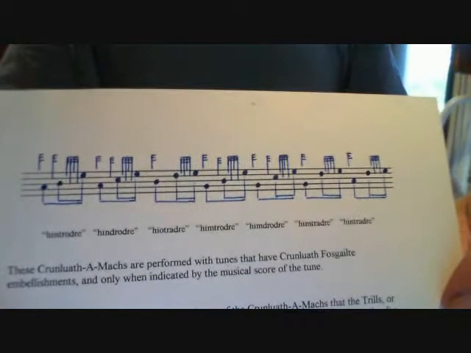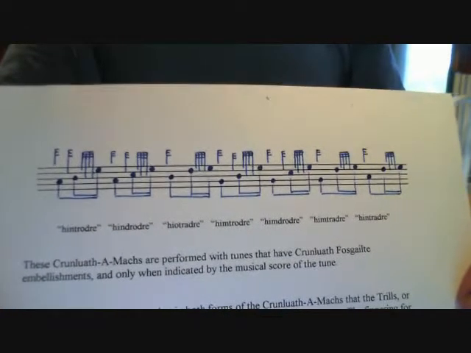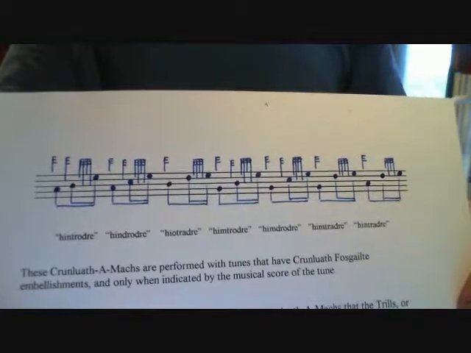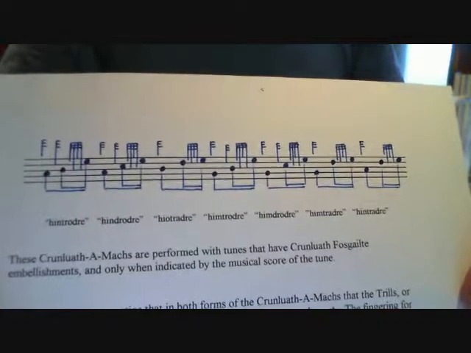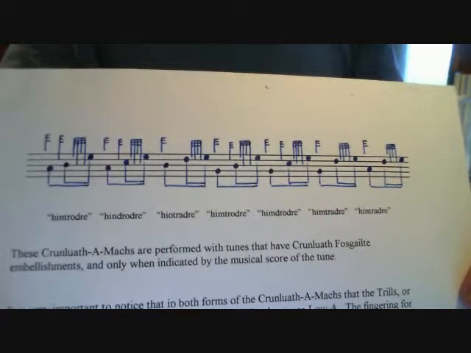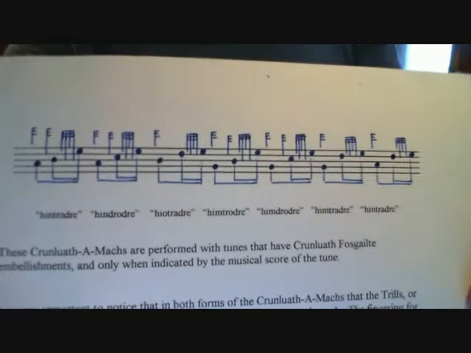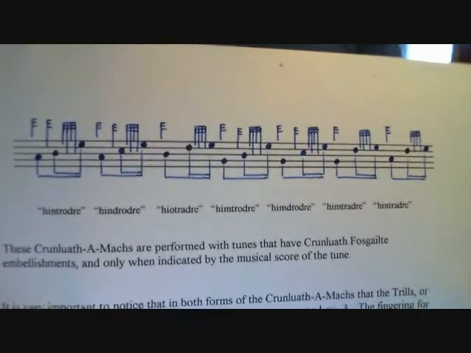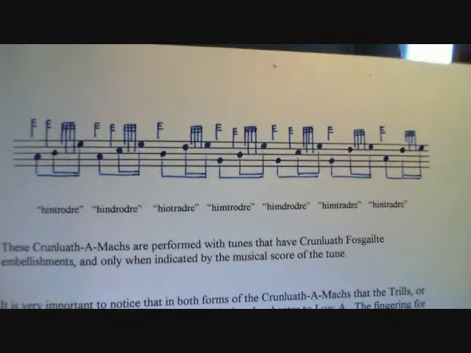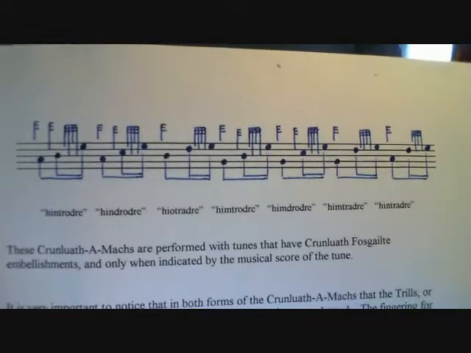So, what do these movements look like? Here's some Crunluath a mach in the false Gâlte form. Now notice that first one there, it's on B and the end-ray is played on the B. The same for the C, which is the second one. It's played on the C. On the third one, which is a D Crunluath a mach in the false Gâlte form, the end-ray is played on the D.